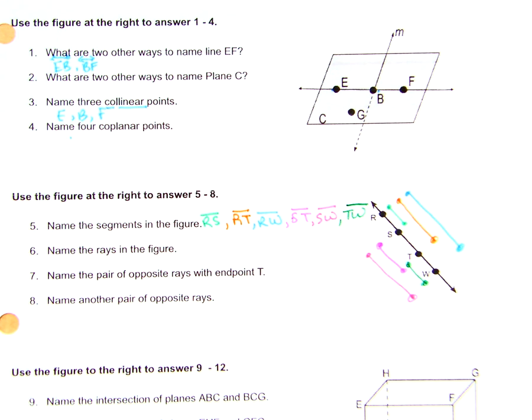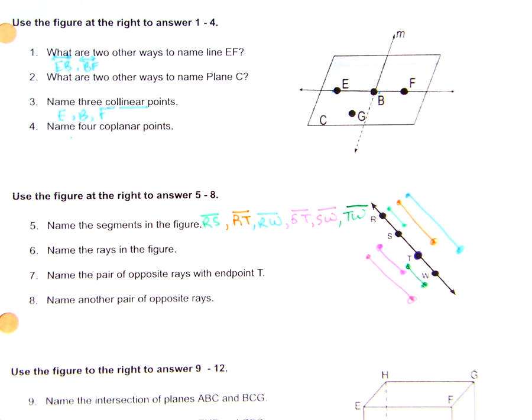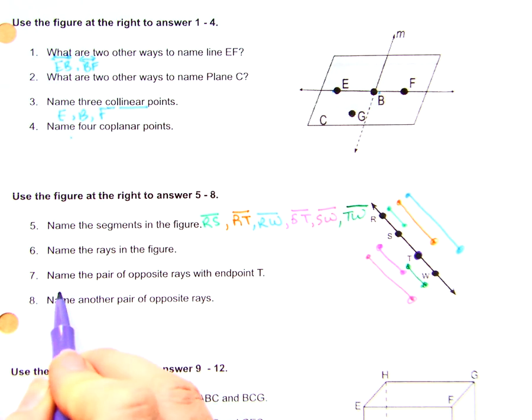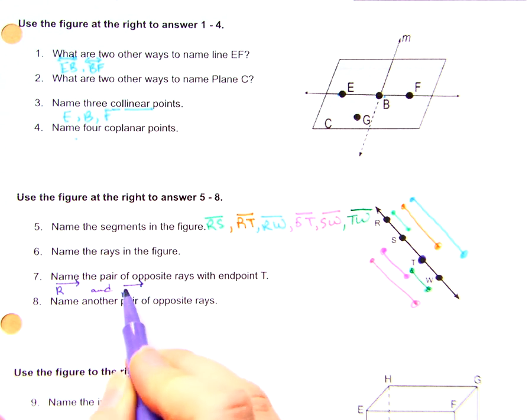Okay, when we look at number 7, it says name the pair of opposite rays with endpoint T. So here is endpoint T. Regardless of what other one I pick, I know I'm going to have some ray that has endpoint T and another ray that has endpoint T.